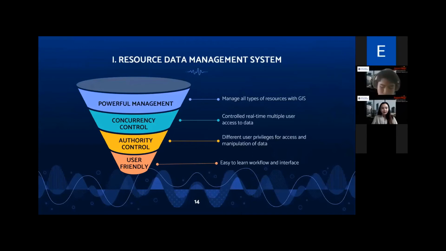Now, these are the advantages of using a GIS system for resource management. First is powerful management. GIS is a powerful management system mainly because it can manage all the data types involved in resource management in a single system. As discussed in the types of resources involved, both the spatial and logical resources can be managed with GIS. We can symbolize and display spatial data in space while performing queries, analysis, and relates to their corresponding attribute data with logical data. The next is concurrency control.